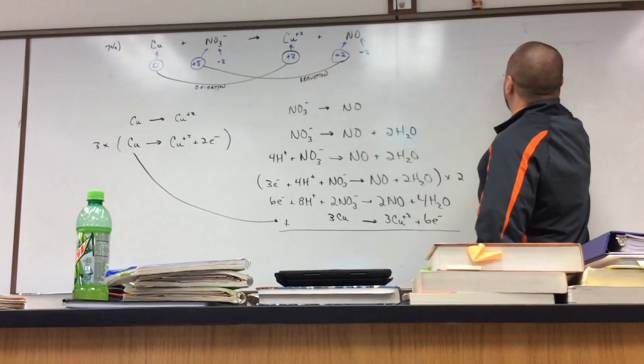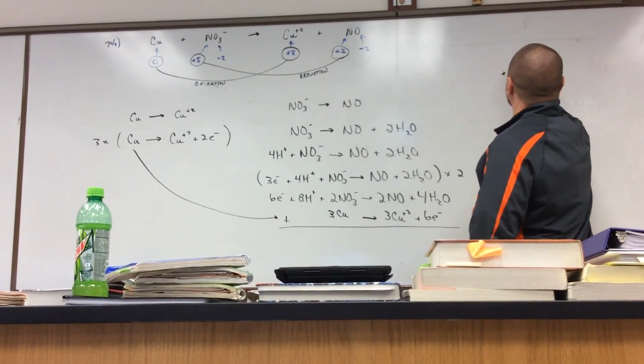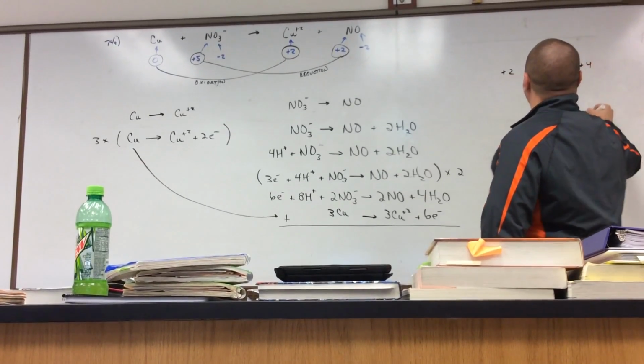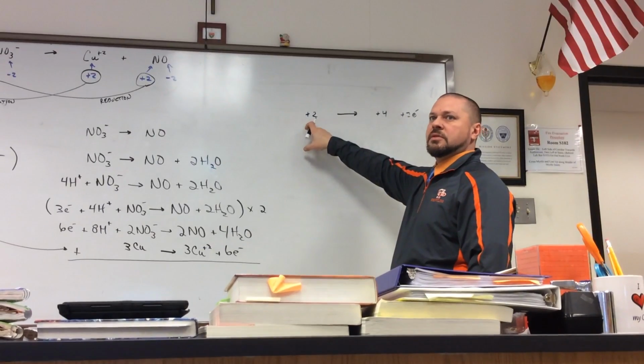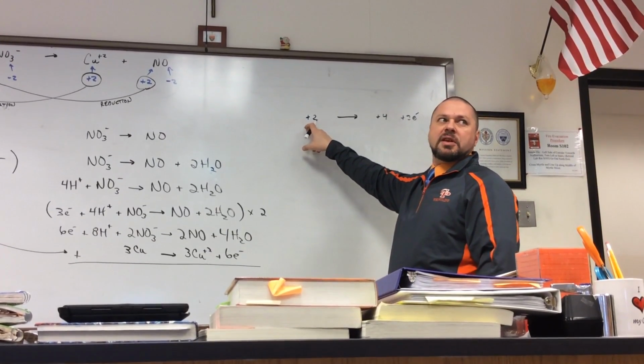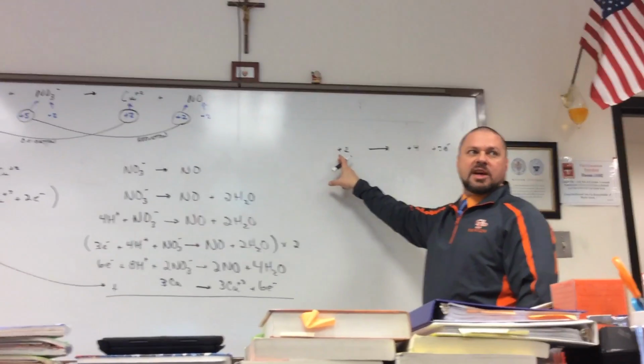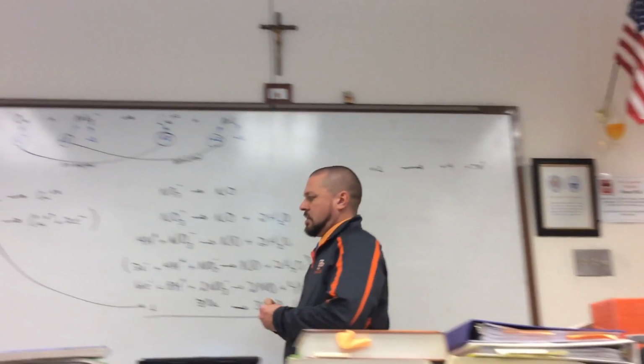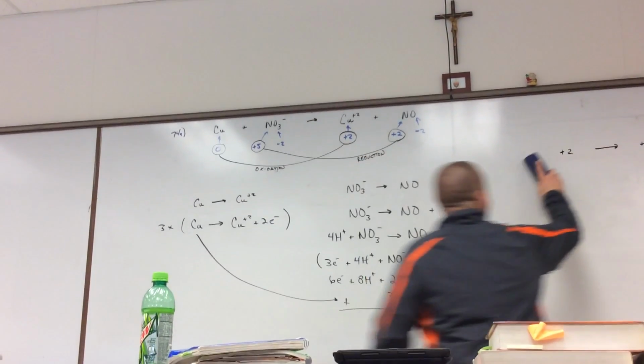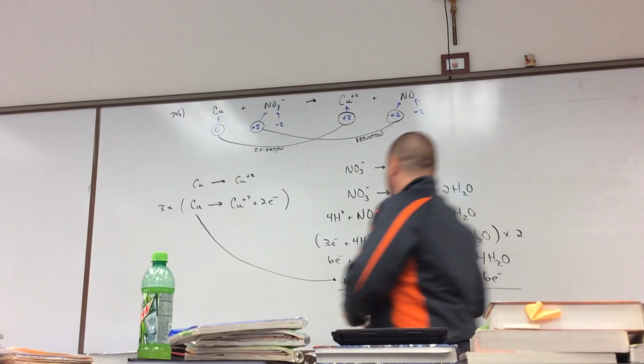So like if I have one side of the equation, let's say, is plus 2, and one side's plus 4, I would add 2 electrons to this side to make it plus 2. I'm always just bringing the more positive side down to the less positive side. And this is what you did yesterday, right? Yep. Okay, now we're ready to combine.